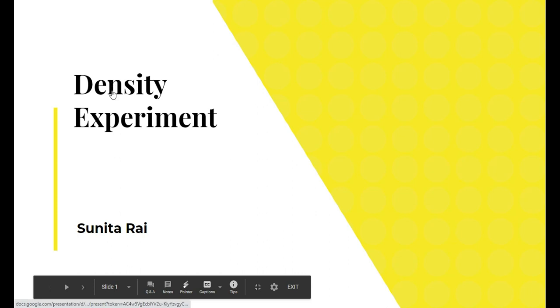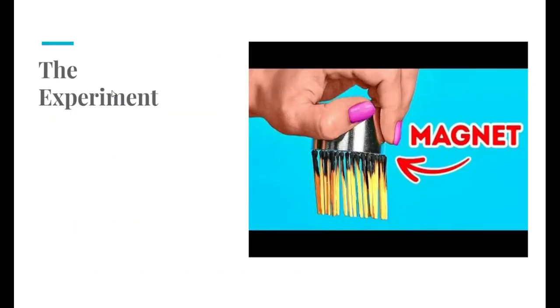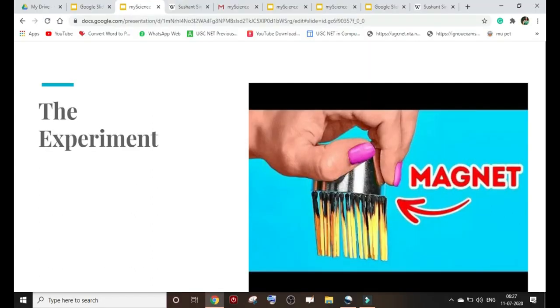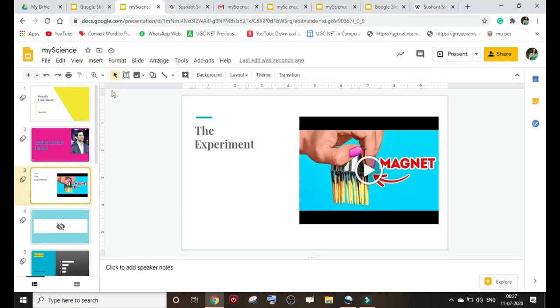If I click on this density experiment, it has taken me to the third page. This is one of the useful options which can be used if you have a long text and you want to give an external hyperlink, or within your slides only you want to jump from one page to some other page. That way also you can give.